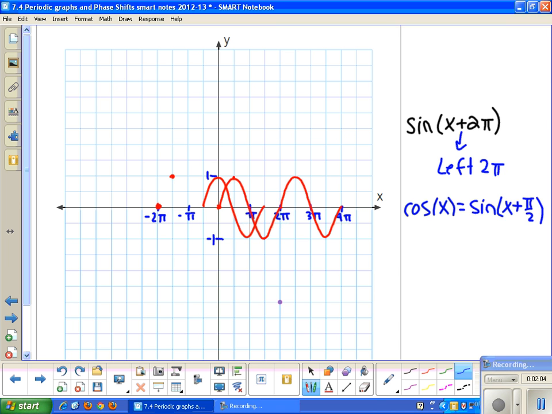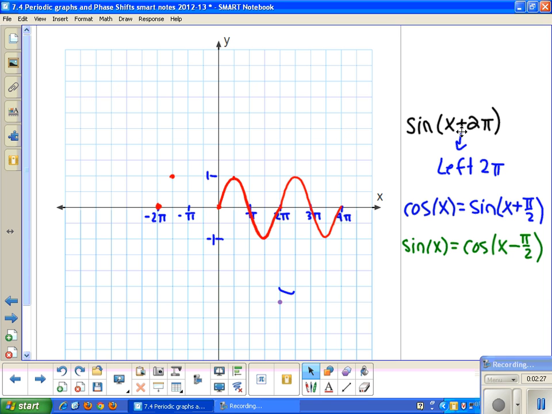And let's do the reverse. If I have the cosine graph and I want to make it into a sine graph, I would have to shift it to the right pi over 2, because I would have to go back this way right here. So the sine of x is also equal to the cosine of x shifted to the right, so minus pi over 2. And that's how we can get those two equations. That's helpful to think about when we're doing these phase shifts.